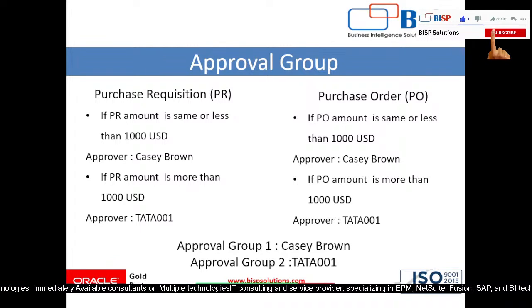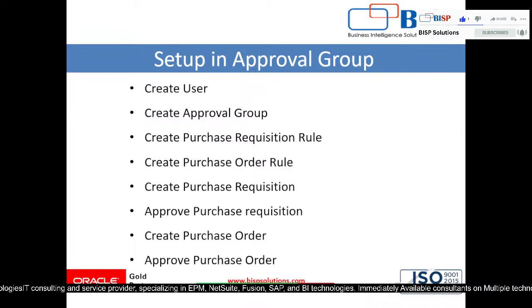The same way we can define in the purchase order also. The requisition and the purchase order have the same options, same rules we can define over here. So let's go with the purchase requisition, right? So first we have to create the user. After that we have to create the approval group, and we can create the purchase requisition rule, and we have to create the purchase requisition and we can approve this requisition, right?